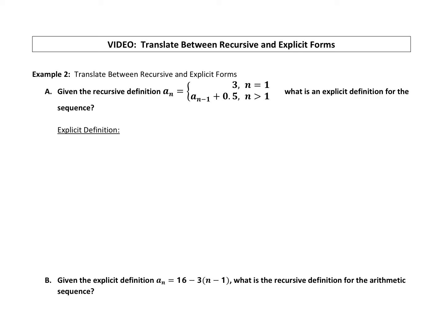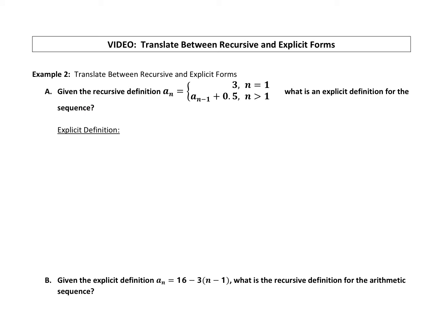Okay, now that we know about the two ways to write rules for arithmetic sequences, explicit and recursive, let's translate between them. So here in part A, we're given this recursive definition: a sub n equals 3 when n equals 1, and then a sub n minus 1 plus 5 for all of your terms greater than 1. What is an explicit definition for the sequence?